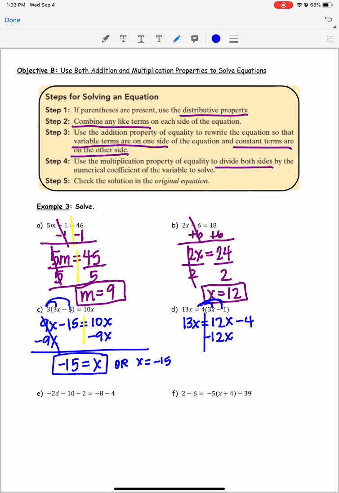And what I do to one side of this equation, we must also do to the other. So I'm going to subtract that over here on the left. 12x minus 12x is 0, so that cancels. 13 minus 12x is 1x, or just x. And we bring down that minus 4, and we get x equals negative 4.